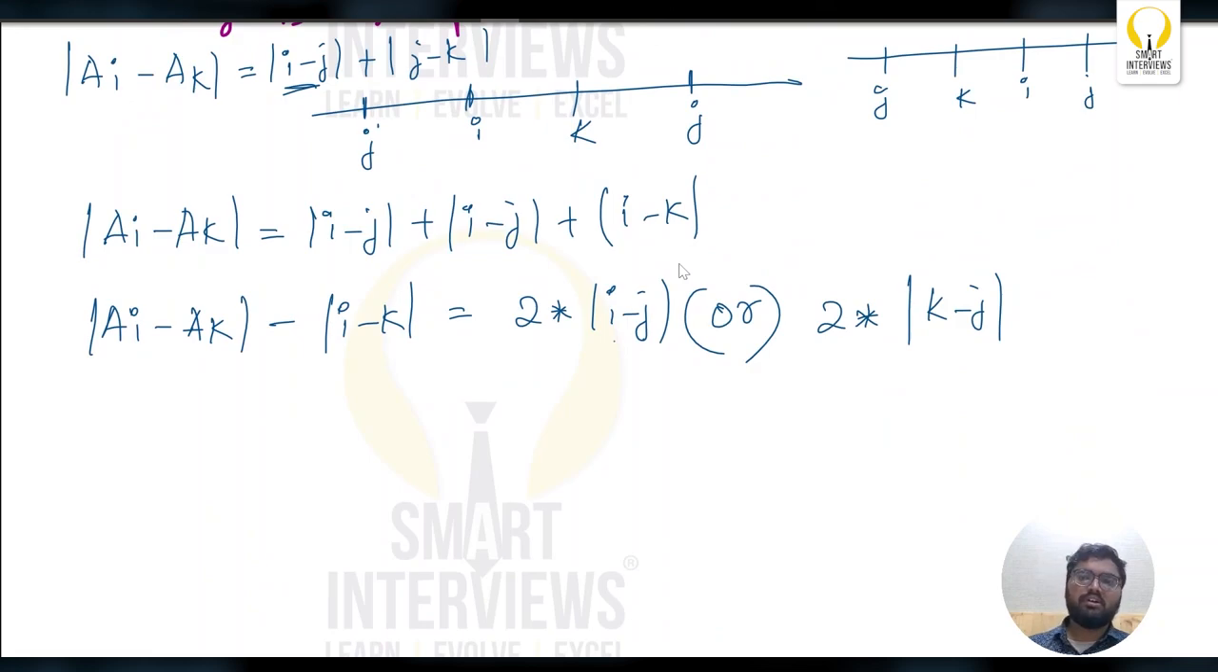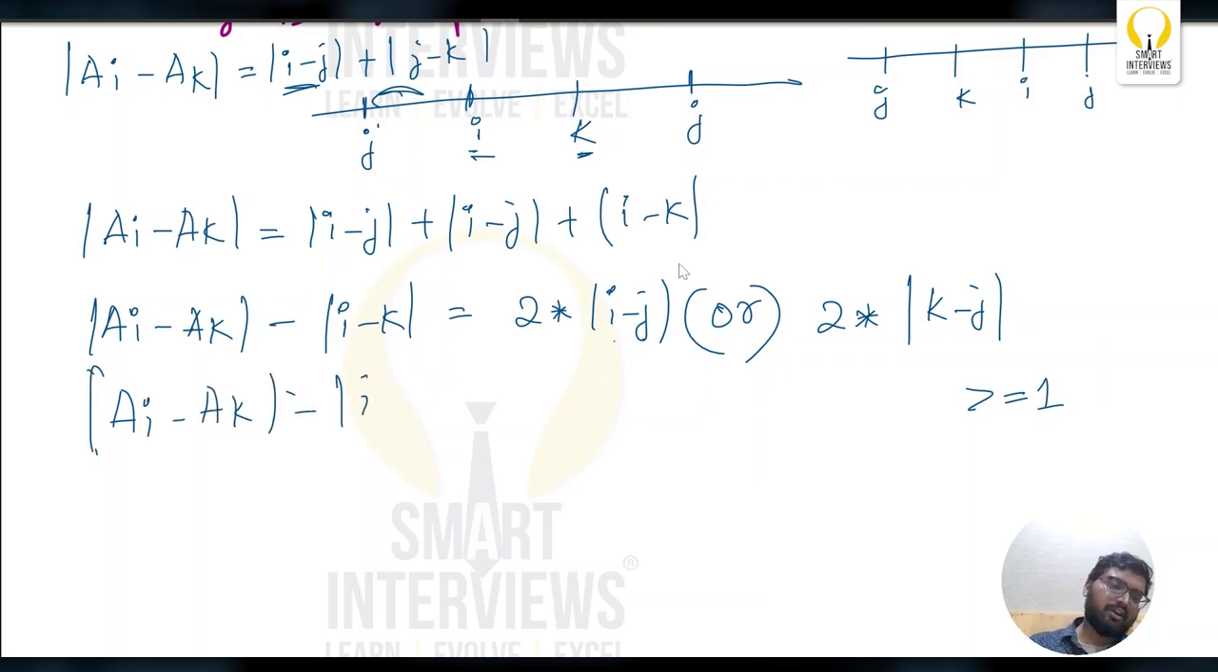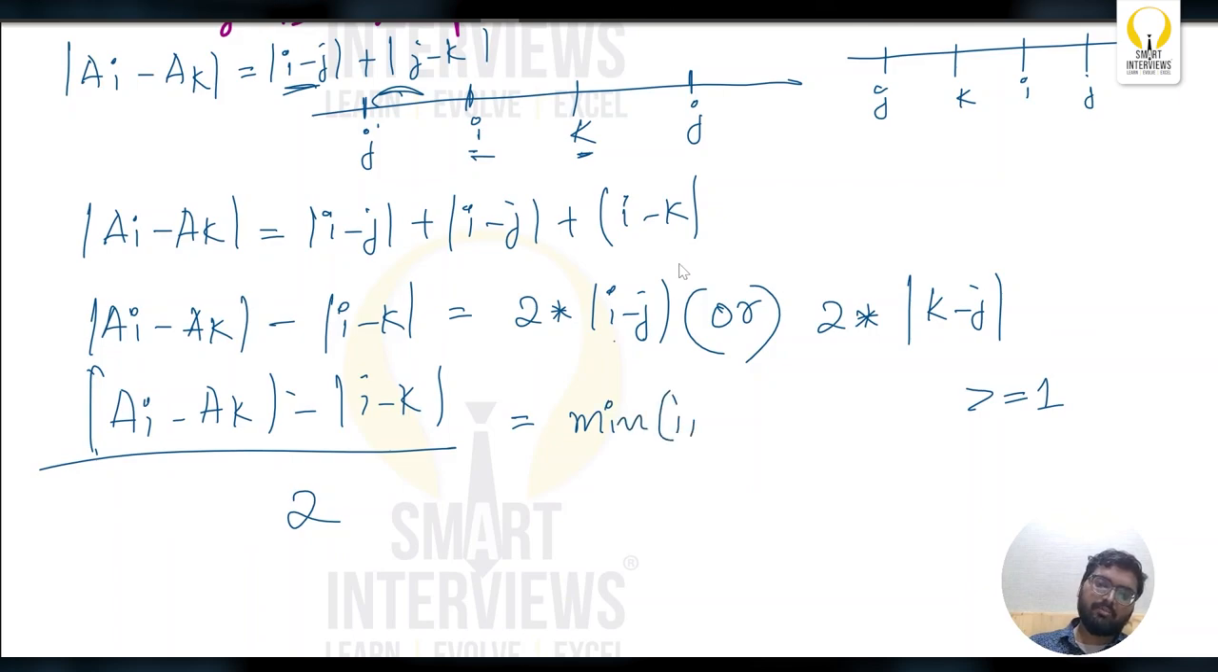So how are we going to decide what is going to be the answer here? Whenever we are on the left side, we'll consider the minimum of i and k. So we'll always consider the minimum of i and k. It should be greater than or equal to 1 if you are considering 1-based indices. So we'll simply try to get j. So a[k] minus |i minus k| by 2 will be the minimum of i comma k minus j.